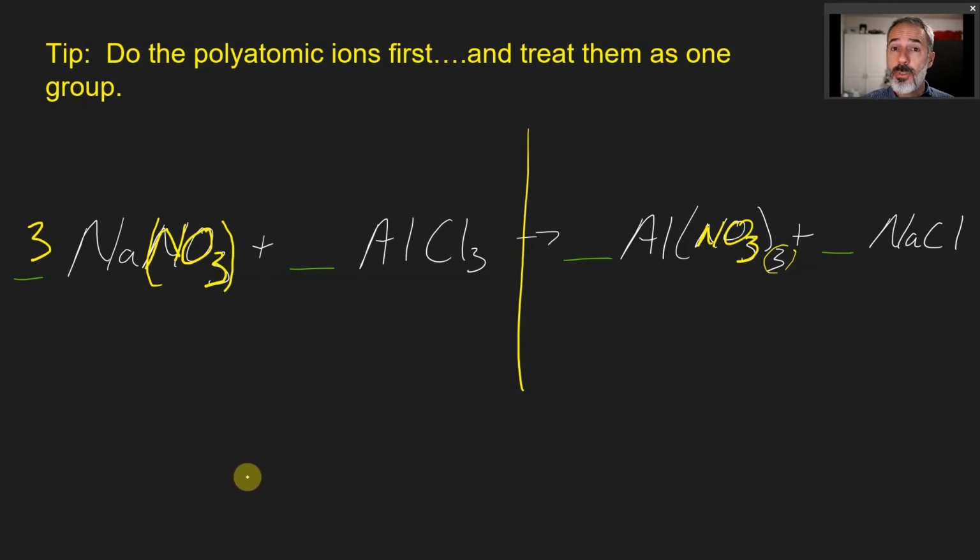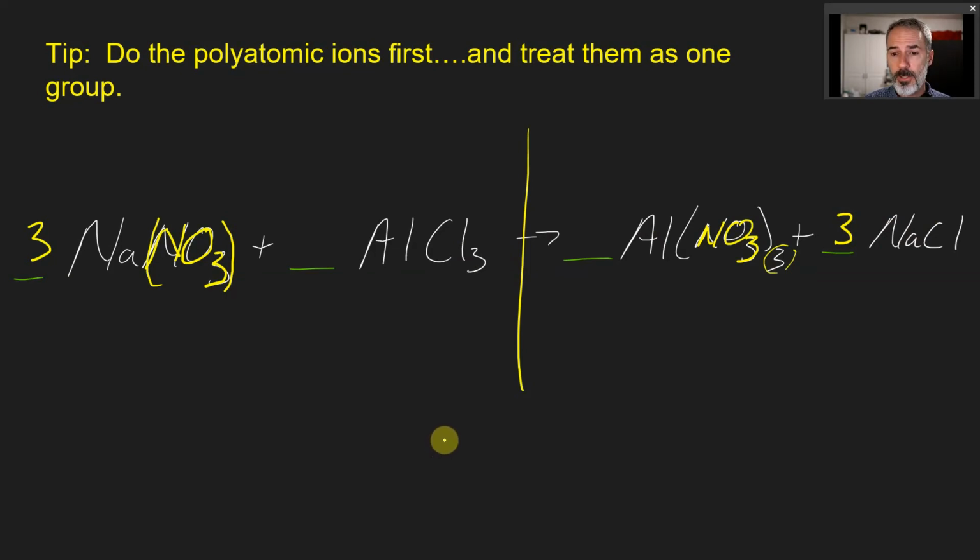By the way, let's do sodium next, Na. Which side needs more sodiums? Definitely the right side. And what number should I put here? 3, because that gives me 3 Nas, right? Let's do chlorines. Which side needs more chlorines? Well, this one has 3 chlorines. That one has 3 chlorines. It's good to go.